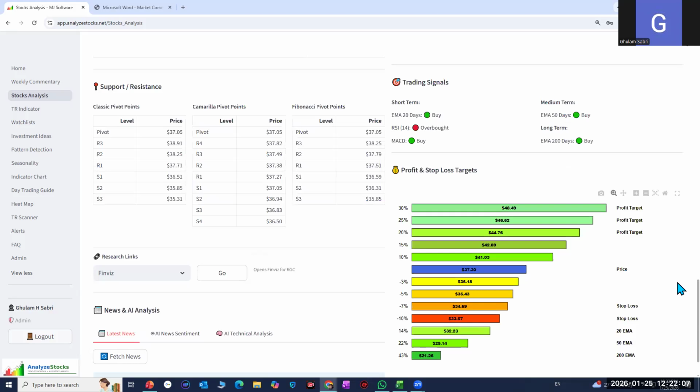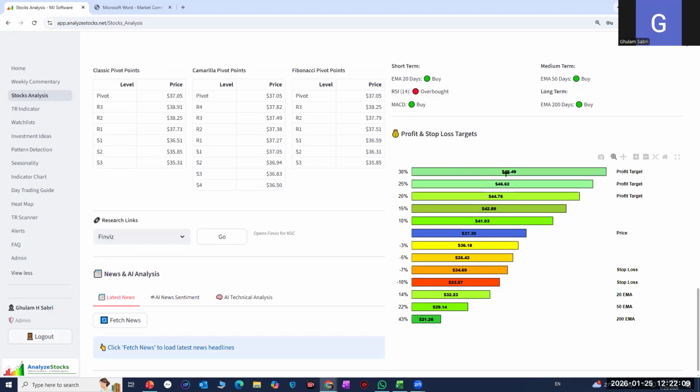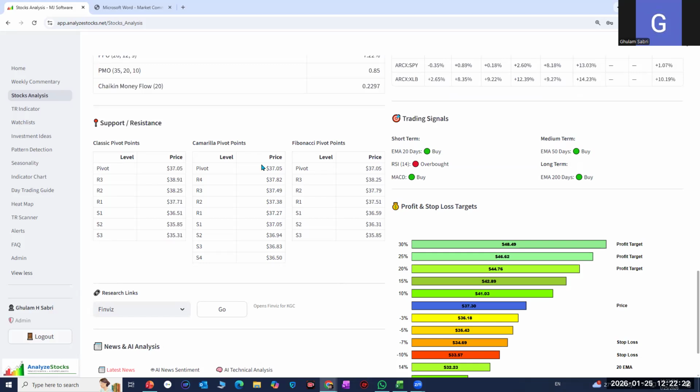Now we come to the suggested profit and stop loss target. This is the current price. This is our suggested profit targets and the stop loss level. We never recommend anyone to take more than 8 to 10% profit or loss. It's just suggested lines. And we have support resistance for the day traders as well. If you're not day trading it, maybe you can ignore this section. If you are day trading it, then through the day trading guide and these support resistance levels, it will help you.